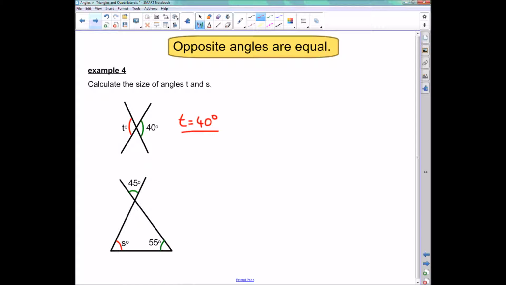For the second example, I'm going to use this property that opposite angles are equal in order to find this value S. Now, if you remember, in these questions when we're finding missing angles, sometimes we need to find angles that are not even marked on the diagram yet, and that is this one here. Now, I can spot that this is opposite to 45, so that is a 45 degree angle. Now I've got those two angles and S sitting within a triangle, so I'm going to treat this like a triangle question. So I've got 45 and 55 added together gives me 100. Take that away from 180, and I get the answer of 80. So that means that S is 80 degrees.